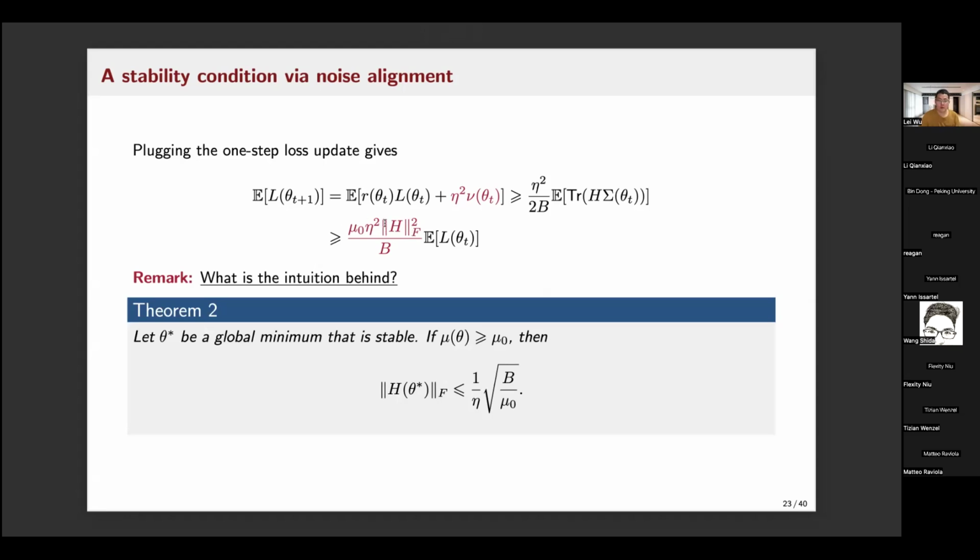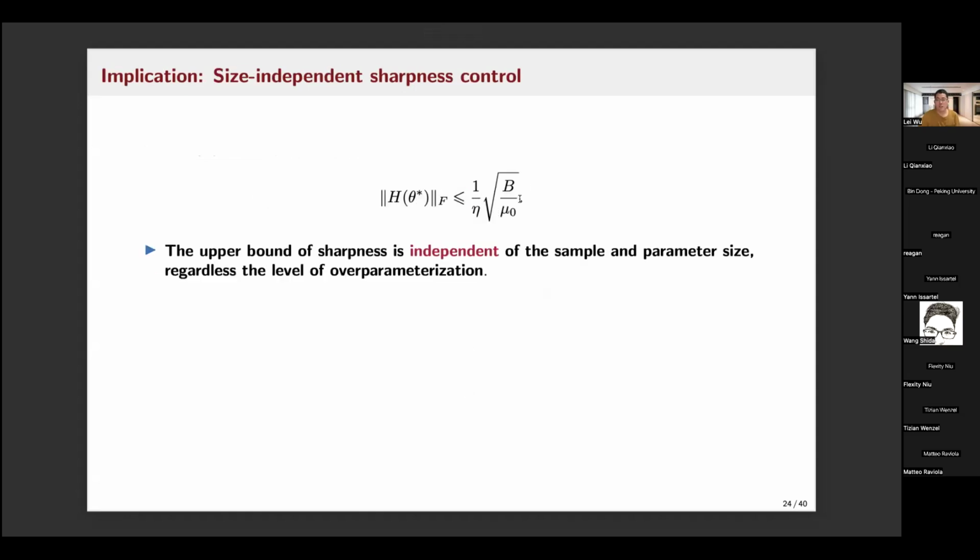If we want the dynamics to be stable, the necessary condition is that this term must be smaller than or equal to 1, right? So if we assume this is not greater than 1, and also assume that the noise alignment holds, then the Frobenius norm of the Hessian at the global minima selected by SGD must be bounded by this quantity. This quantity only depends on the batch size, the learning rate and the alignment. So basically, small batch, larger learning rates and strong alignment will lead to a smaller upper bound for the sharpness of stable minima for SGD.